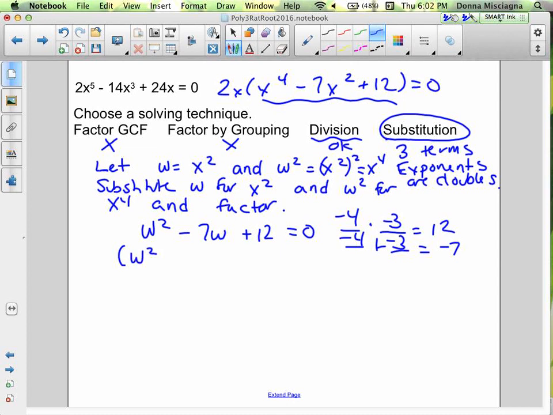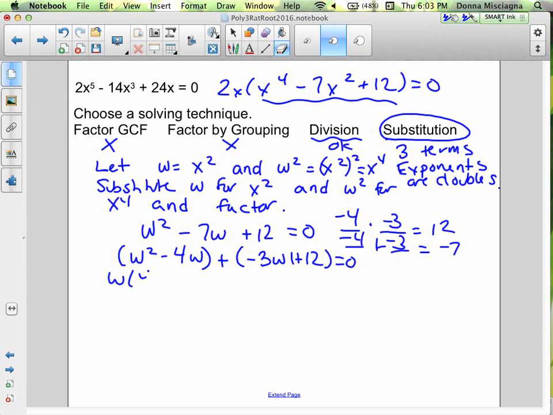So we have w squared minus 7w as a group. Oops, excuse me, not 7. w squared minus 4w is a group, and negative 3w plus 12 is a group. We'll factor out the w. Oops, my w's all funky there. Come on, erase. Probably should put the pen down. Come on, erase, erase, erase. Good people here are waiting to see the end of this problem.